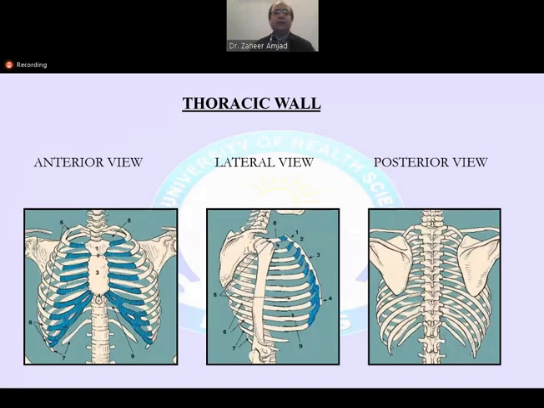Now this is the view of the thorax. Now you know that the main function of the thorax is respiration. So the movements which take place in the thorax, if you remember, are of two types. One is the bucket-handle movement, and one is the pump-handle movement, right? Anteroposterior and lateral dimensions of the thoracic cavity are maintained by these movements.